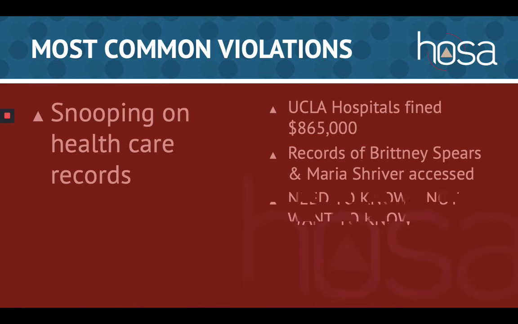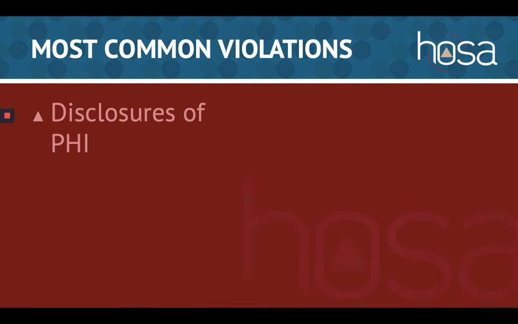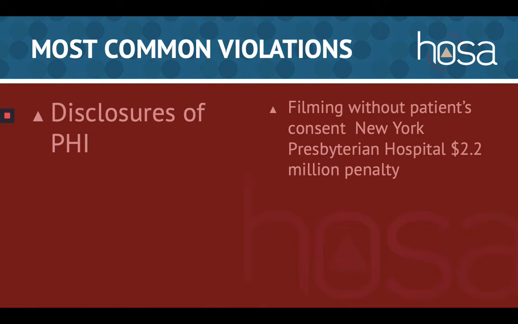Again, you've got to make sure that it's a need to know, not a want to know. And with celebrities, I think that we all think that we should be able to get their information, but that is not the case. Disclosures of PHI: filming without a patient's consent in New York Presbyterian Hospital. A patient came into the ER, there was filming going on. They did not obtain permission from that patient, and the family sued, and the award was $2.2 million.